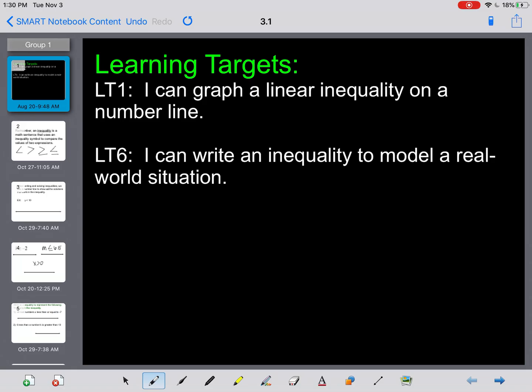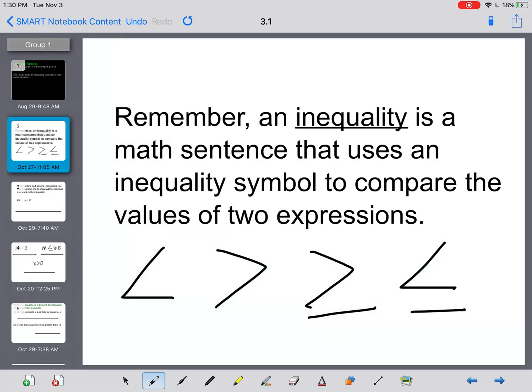Chapter 3 is all about solving inequalities, and Chapter 3, Section 1 is specifically about inequalities and their graphs. This is a one-day lesson, so by the end of today, you should be able to graph a linear inequality on a number line and then write an inequality that models a real-world situation.